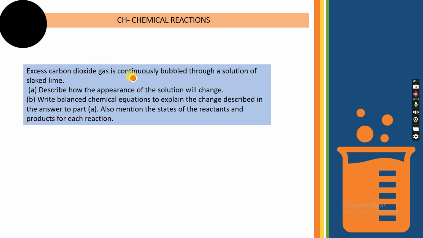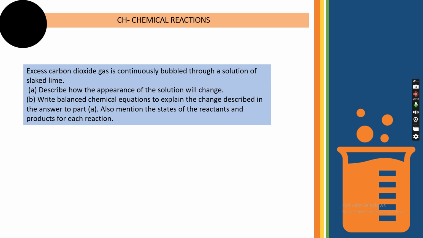Next one, excess carbon dioxide is continuously bubbled through a solution of slaked lime. I hope you remember the formula of slaked lime. You are passing carbon dioxide gas continuously through slaked lime. This is another important question. Describe how the appearance of the solution will change. What will happen to the color of the solution? Now the solution of slaked lime is colorless. Now when you put excess carbon dioxide, what will happen? It will turn milky.